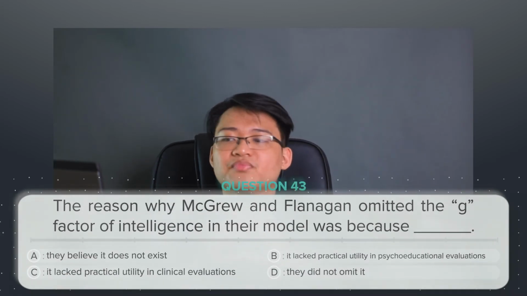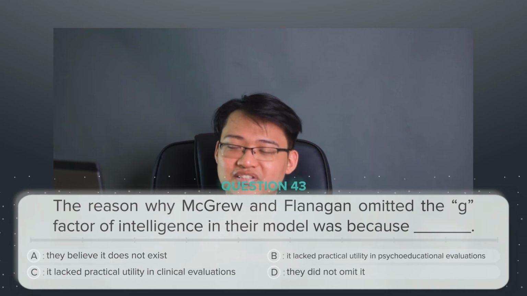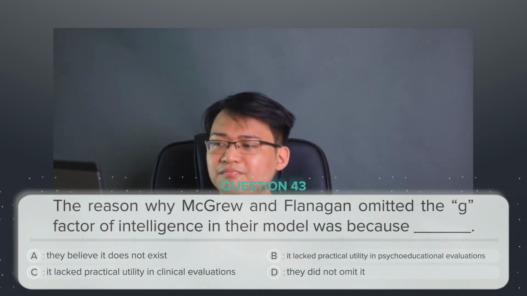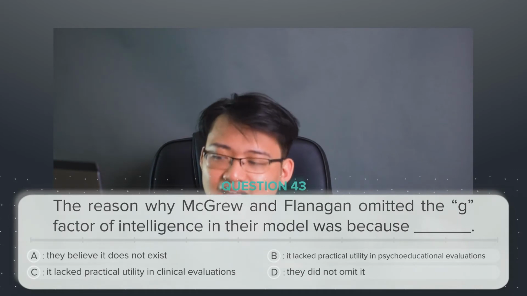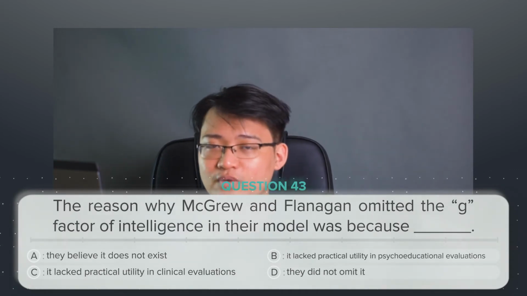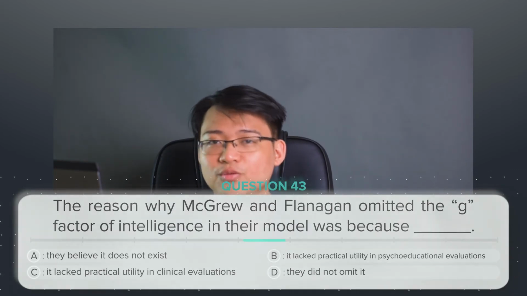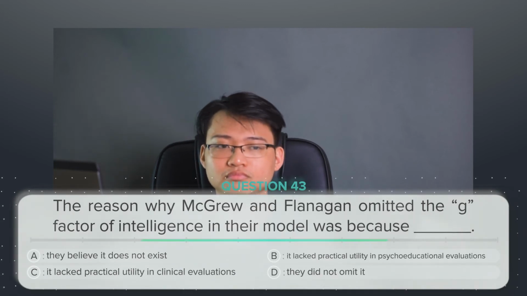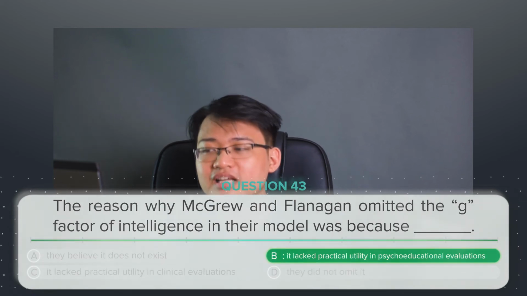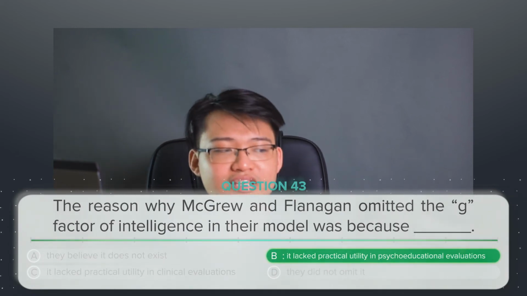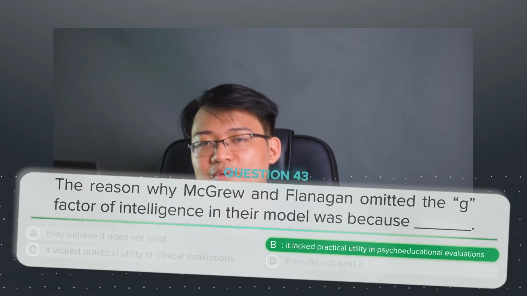The reason why McGrew and Flanagan omitted the G factor of intelligence in their model was because: A. They believe it does not exist. B. It lacked practical utility in psychoeducational evaluations. C. It lacked practical utility in clinical evaluations. And D. They did not omit it. The correct answer is letter B. It lacked practical utility in psychoeducational evaluations.